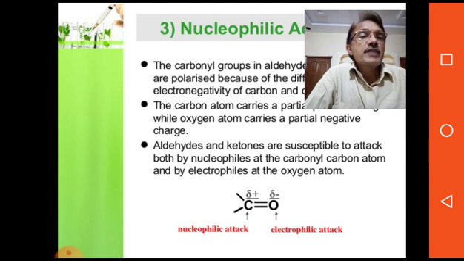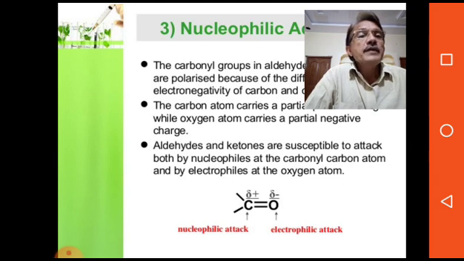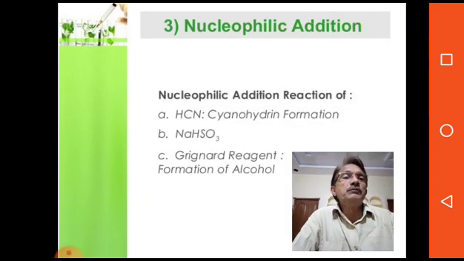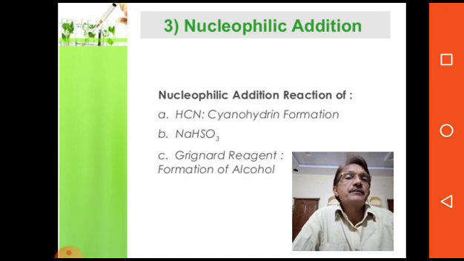Look at the structure of the carbonyl group. Carbon gets partial positive charge, oxygen gets partial negative charge. Therefore, nucleophile attacks on carbonyl carbon and electrophile attacks on carbonyl oxygen. Nucleophilic addition reaction of hydrogen cyanide, sodium bisulfite, Grignard reagent.